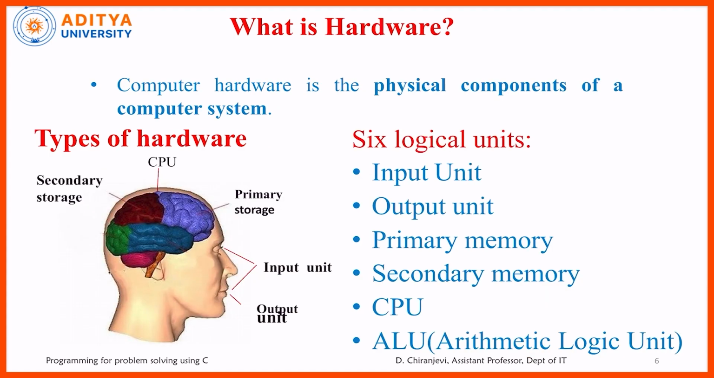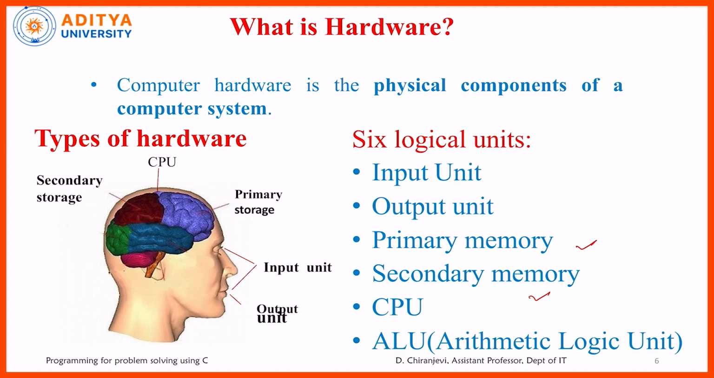Now what is hardware? The physical components which are visible to the human naked eye are known as hardware. These hardware components are divided into six categories: input unit, output unit, primary memory, secondary memory, CPU, and arithmetic logic unit.